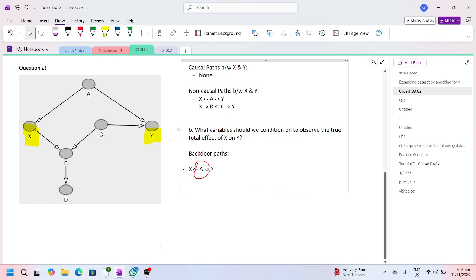So you have to determine the true total effect of X on Y. When you have to determine the true effect of one node on the other node and you're trying to figure out what to condition on, the first step is that you list all the backdoor paths between those two nodes. And only this one backdoor path exists between them. Let's recall that a backdoor path is a path where the arrow at the start is going into the starting node and the last arrow is going into the ending node.